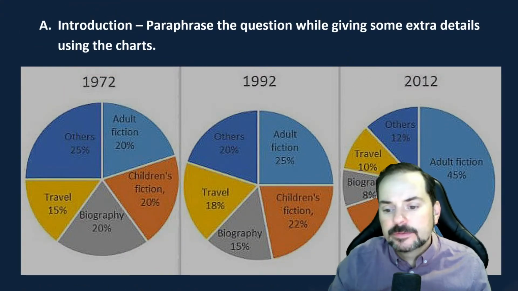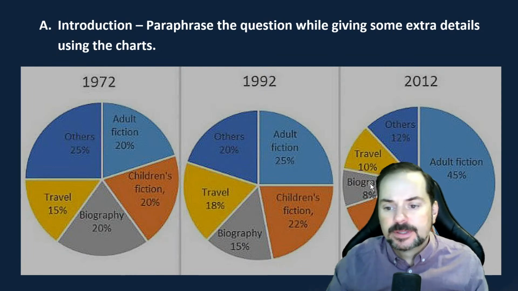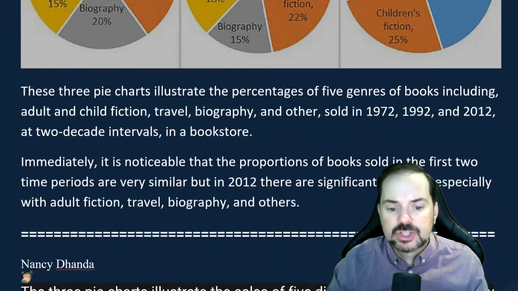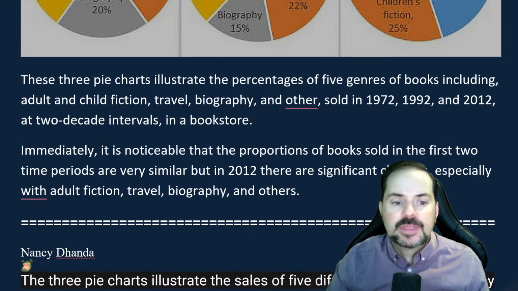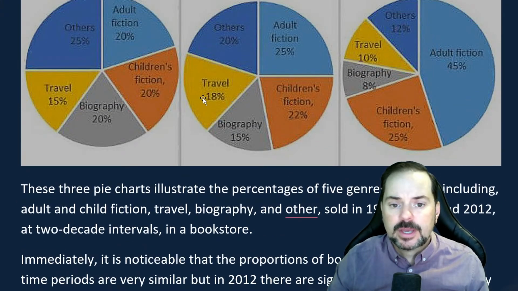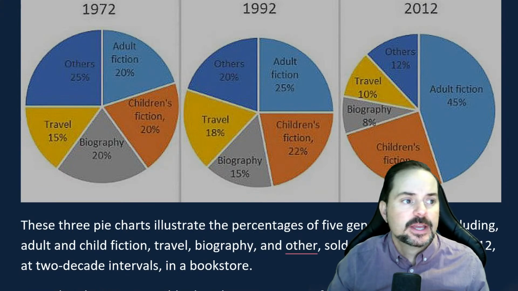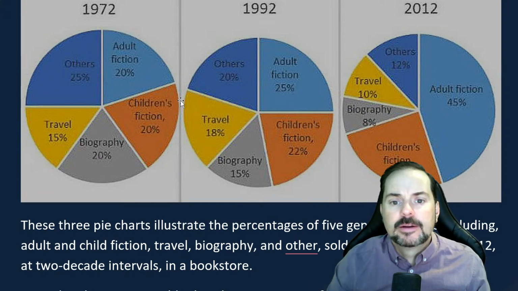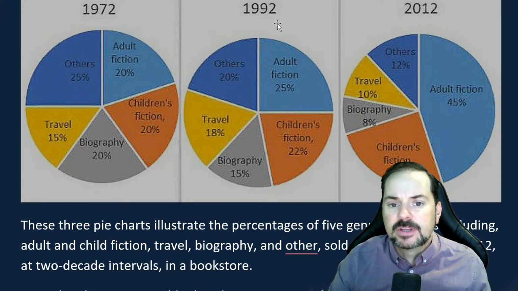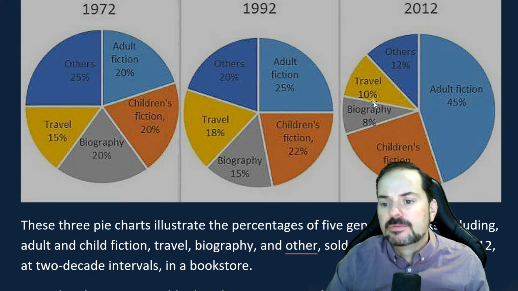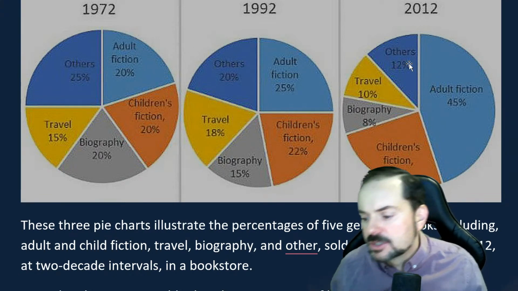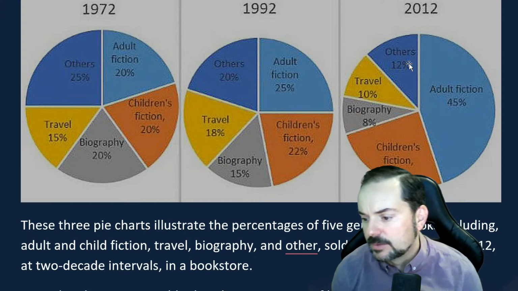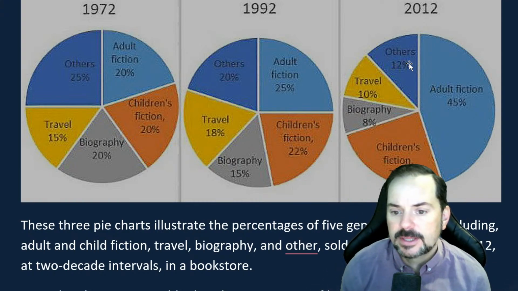Children's kind of stays similar, but the others change quite a bit. We can see that there's quite a big percent change. So that would be my overview. Okay, stating to my reader that hey, we've got fairly similar book sales or proportions of books sold in 1970 to 1992, but then we've got quite a big difference in 2012, and there's a lot of different ways that we can say that. Okay, everybody, that makes sense? Yeah?